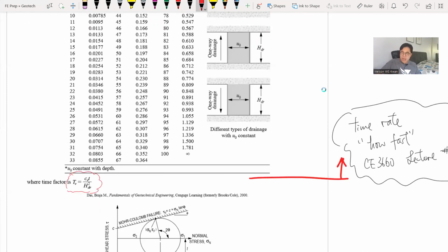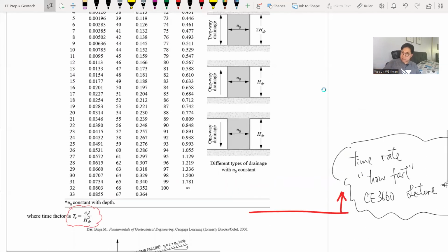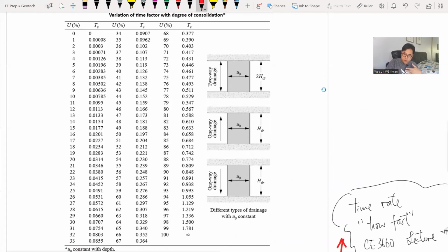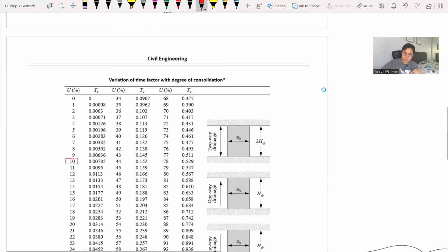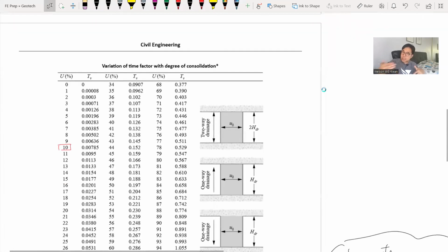The other nice thing about it is not just the amount of settlement at a given time, but also that you can find out how long it takes for the settlement to occur. For example, if you want to know how long it takes for 10% of settlement, you realize that 10% of settlement means the U sub AV, the percentage of consolidation, is equal to 10% as well. And the Terzaghi theory gives you a corresponding time factor, which is here.